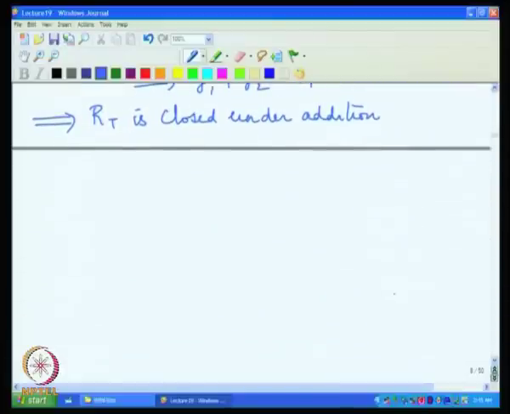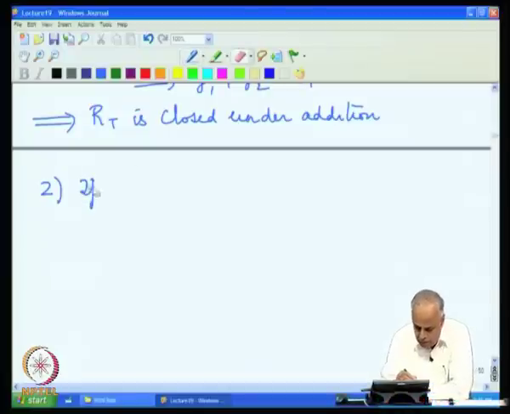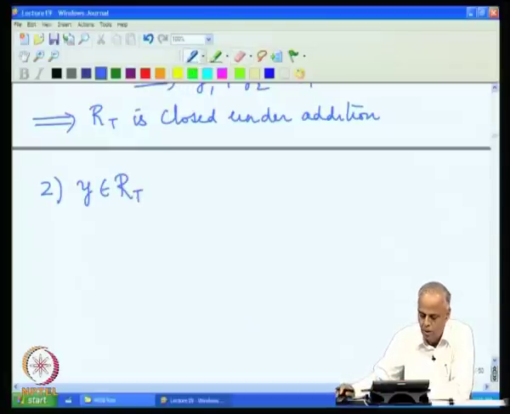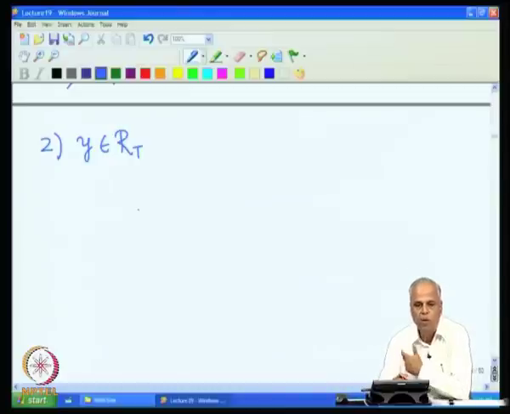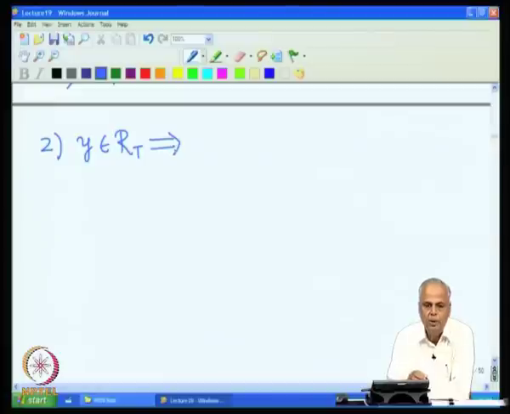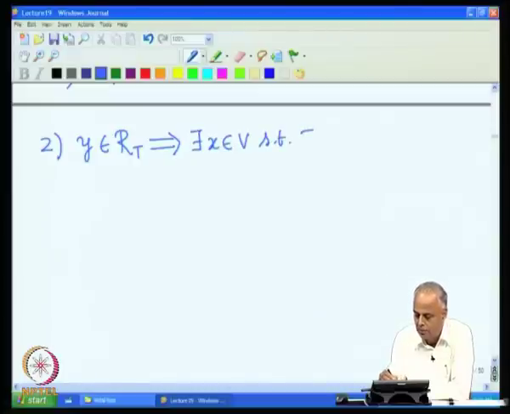The other thing that we have to check, whether R T is a subspace or not, is to see whether R T is closed under scalar multiplication. So, take a vector y in R T. We want to know whether alpha y will also be in R T. If y is in R T, that means y is the value taken by T at a point x, that means there exists an x in V such that T x equal to y.